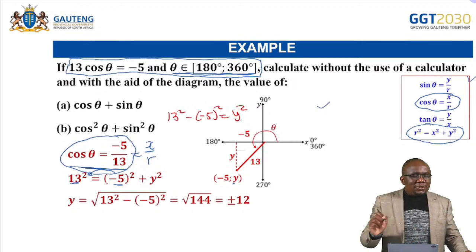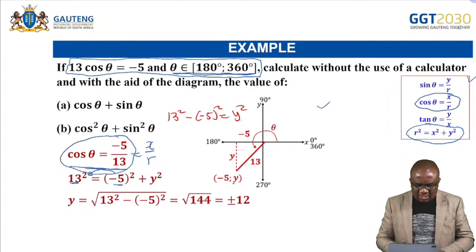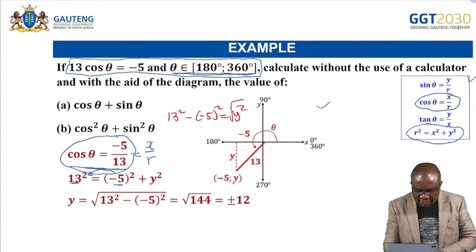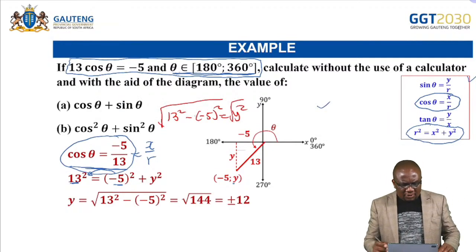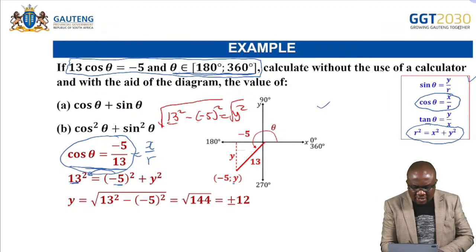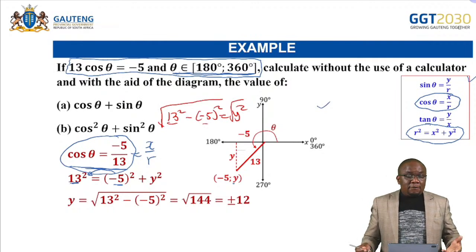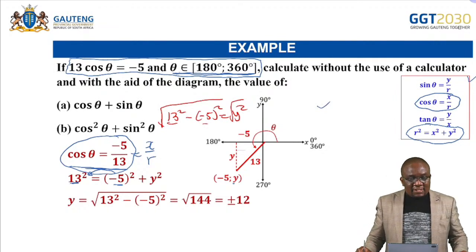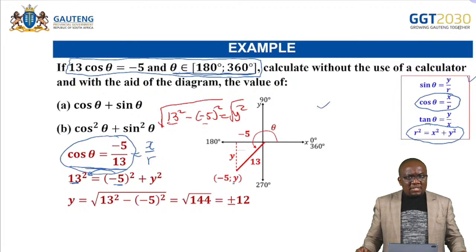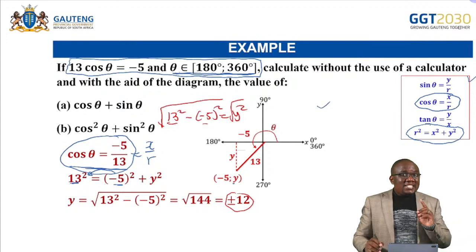And then after this step, what do we do? We square root both sides. The inverse operation of squaring is square rooting. So we square root on both sides of the equation. Just put this in the calculator. Or they said without the calculator, right? You can even say 169 minus 25, which is 144. The square root of 144 is positive or negative 12. Now, let's check our quadrant.